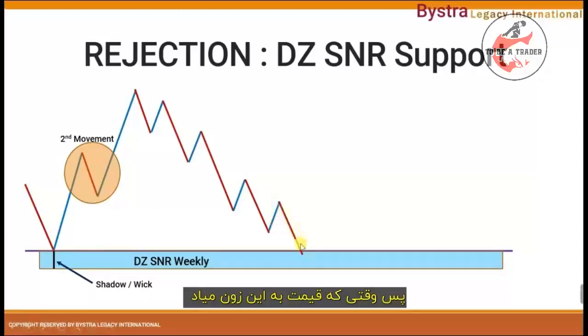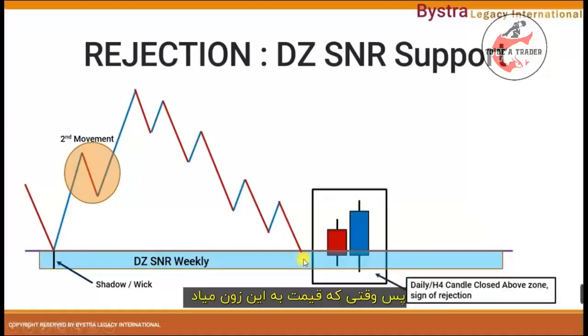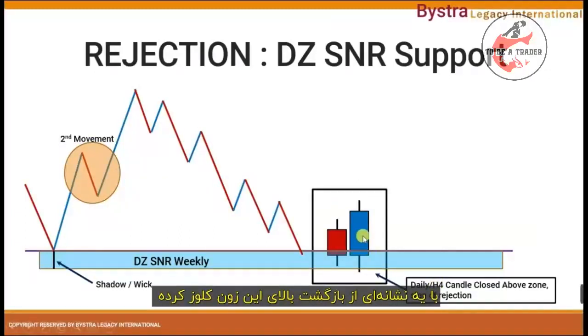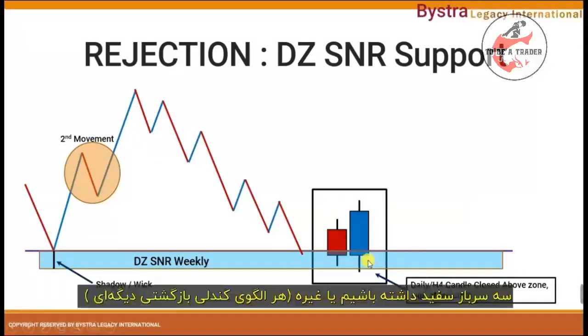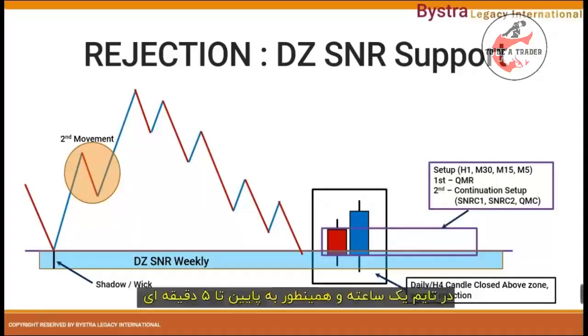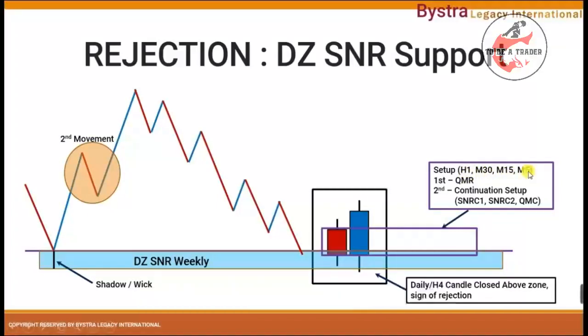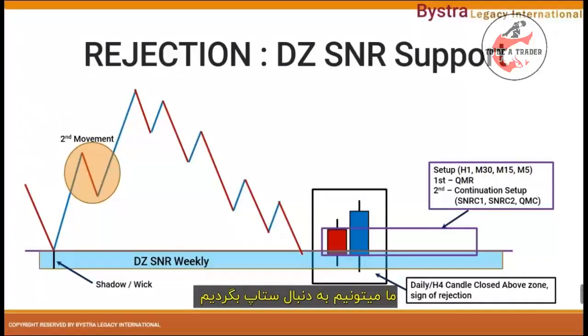When price comes into this zone, the first thing that we need to look for is that the price at the H4 or the daily time frame closes above the zone with a sign of rejection. For example, this rejection is a bullish engulfing. There could also be three white soldiers and so on. Next, at the H1 and all the way down to the M5 time frame, we can look for the setup.